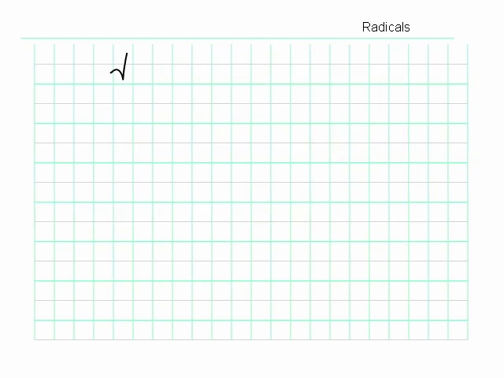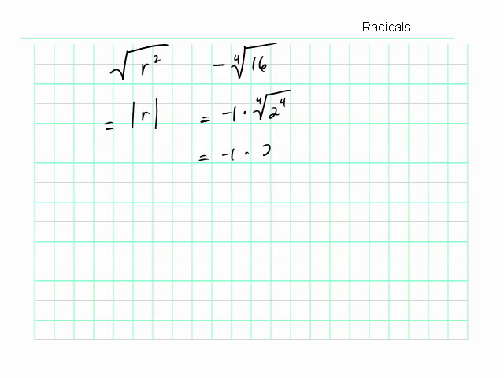The square root of r squared. Since we're dealing with an even root here, it's the absolute value of r. Negative fourth root of 16. The negative sign's on the outside. 16 can be thought of as 2 to the fourth power. So this is negative 1 times a 2, which is a negative 2. The negative sign was on the outside.